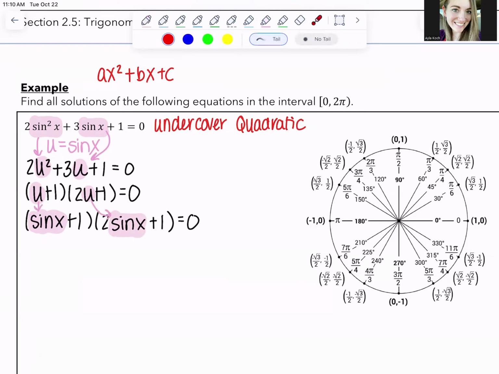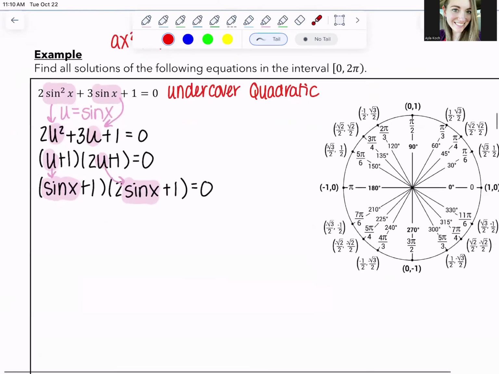You can also go straight from here to here if your brain is cool with that, if you're able to kind of see how this factors better. But it can help to do this intermediate step where you make it into a quadratic you're familiar with, then factor, then substitute back.